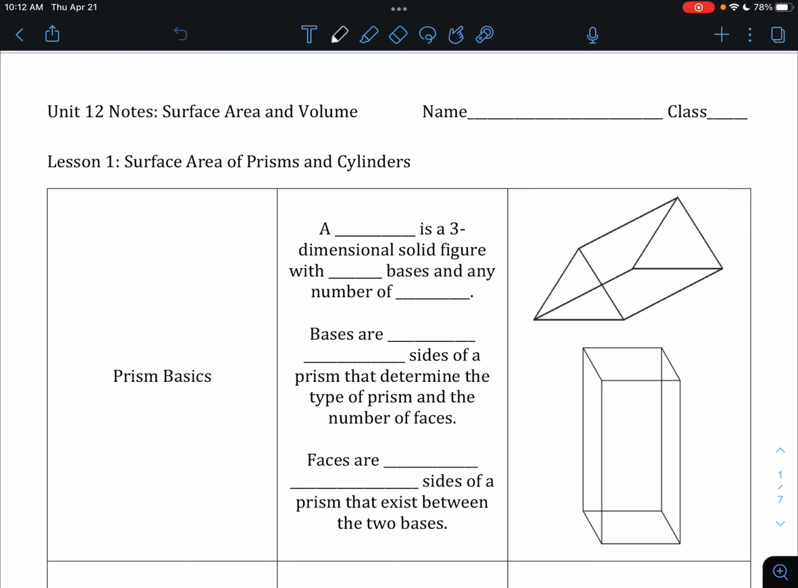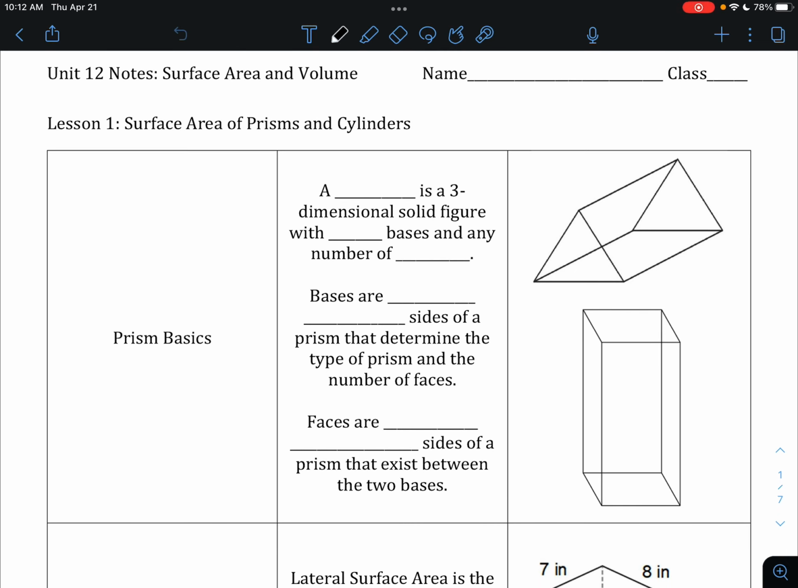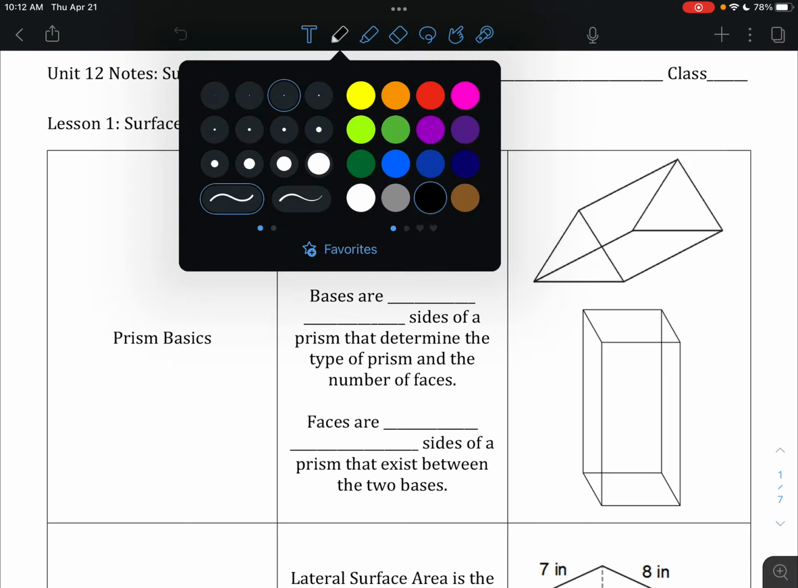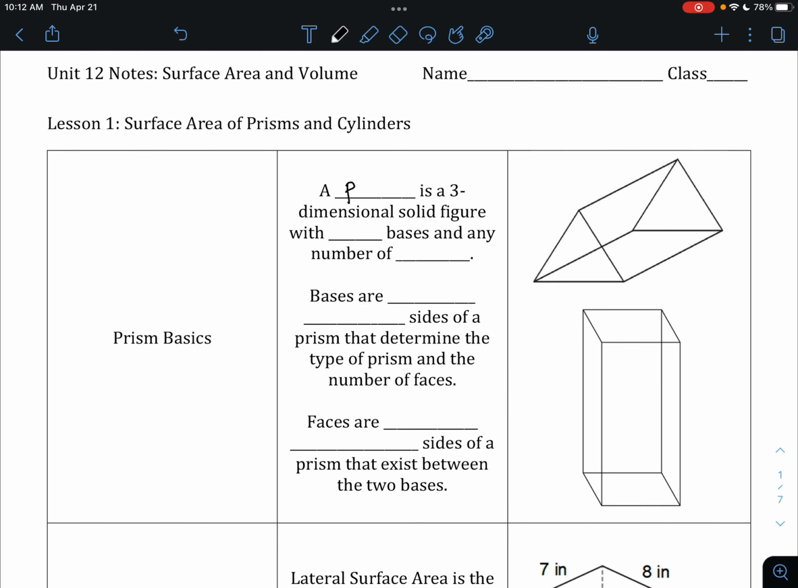I'm going to start from the very basic stuff, and that is what a prism is in the first place. We're going to be starting with the surface area of prisms and cylinders. And a prism, that's our first blank, a prism is a three-dimensional solid figure with two bases and any number of faces.